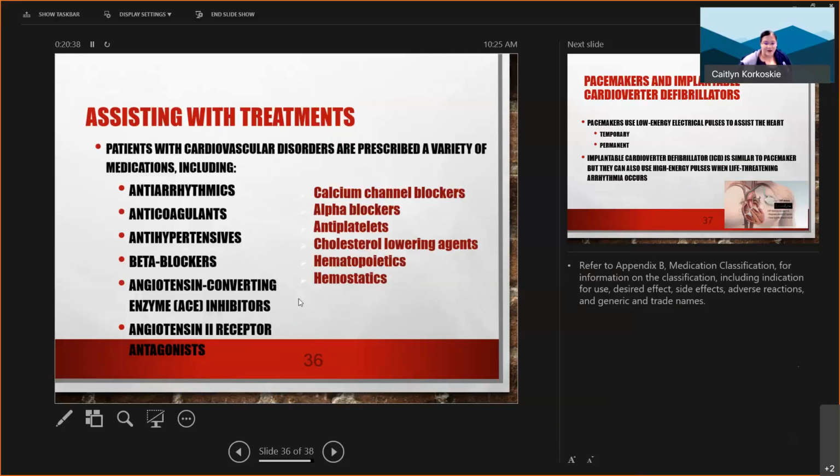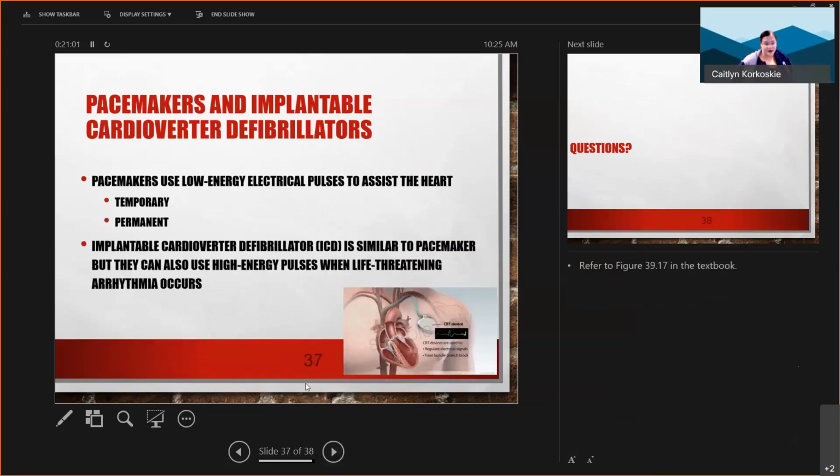And then of course you have cholesterol lowering medications. Pretty much any cholesterol medication is going to end in statin, like simvastatin, pravastatin, lovastatin, rosuvastatin. So if anything ends in statin that you see on someone's medication list, it's for high cholesterol.